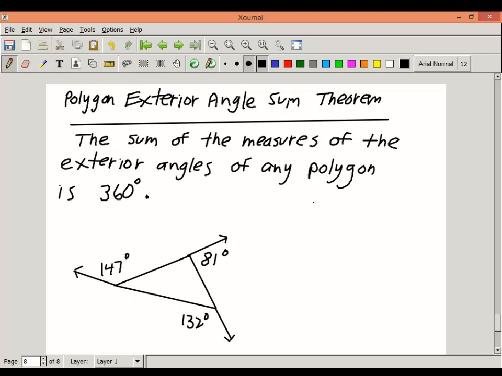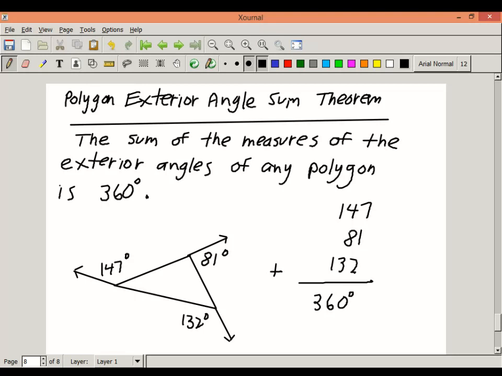So this theorem says if I add up those three exterior angles, so 147, 81, 132, if I add all those up, I'm going to get 360. All the time, and it doesn't matter how many sides your polygon has, and it doesn't have to be regular or not, it doesn't matter. If you take an exterior angle, one at each vertex, and measure them and add them up, they're always going to add up to 360 no matter how many sides you have in your polygon.